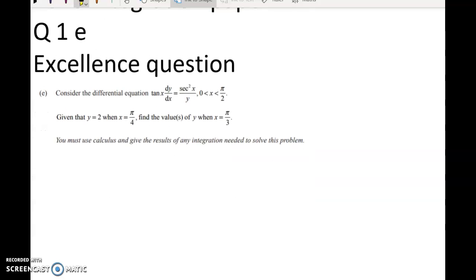So we're given a DE, and this is it here. And we're told that x is between 0 and pi on 2. We're given a value, which is that when x is pi on 4, y is equal to 2. And our job is to find out what y is when x is equal to pi on 3. So you should straight away be thinking, yep, I'm going to need my special triangles in here.